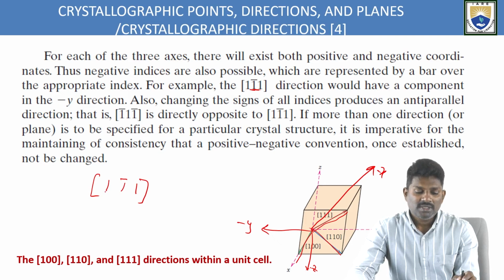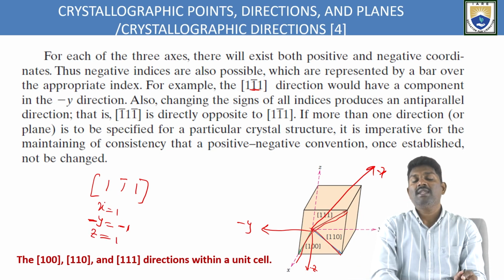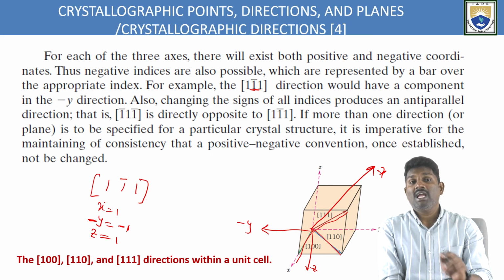That means the value of the point P along the x direction is 1. Along the y direction you have minus 1, that is, it is moving in the negative direction. Similarly, along z you have 1. So x and z are in positive directions and y is along the negative direction.